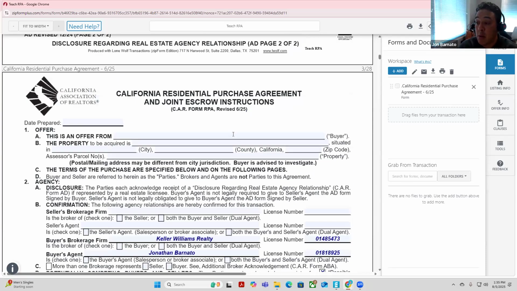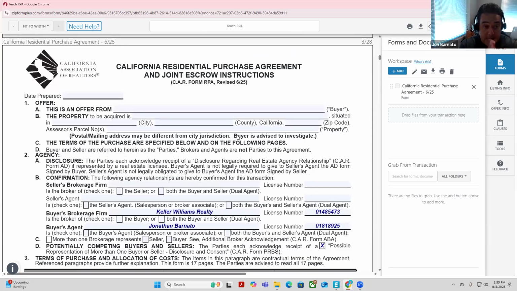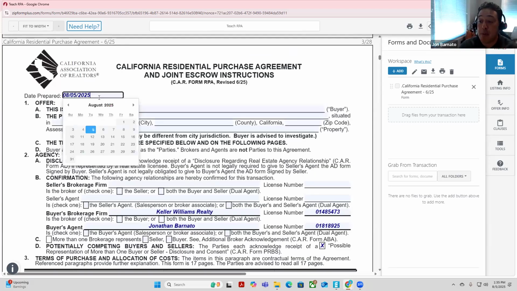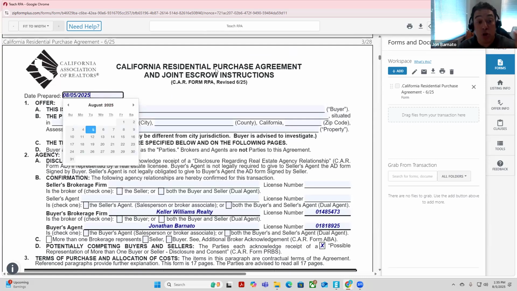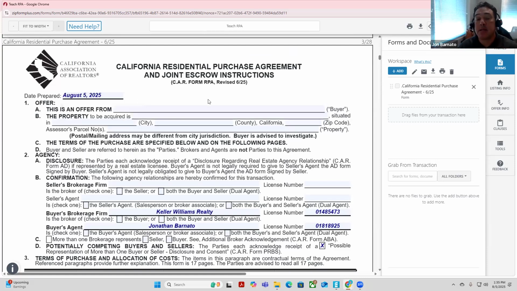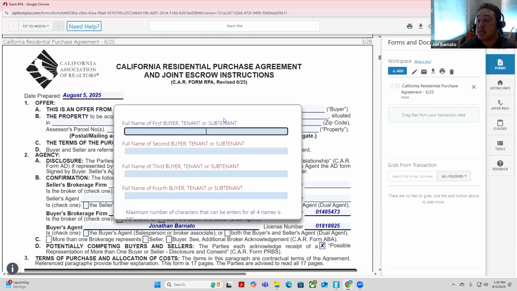Okay, now we're to the contract, which is super exciting. Date prepared. This has nothing to do with the contract. You should put a date in. It's only for reference purposes, in case you wrote different offers or multiple offers. You can all say that the contract was prepared on August 5th. So it's a way for you to reference the doc, but it does not apply to anything that is actually in the contract itself.